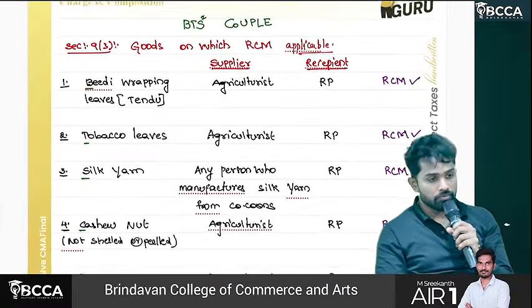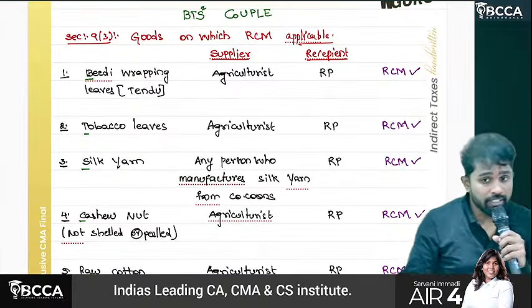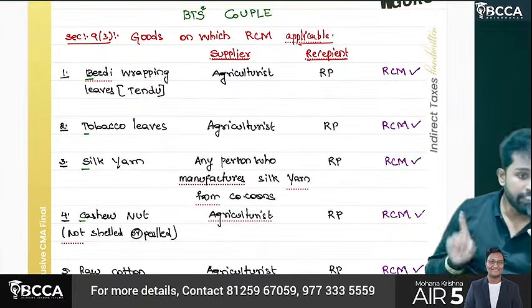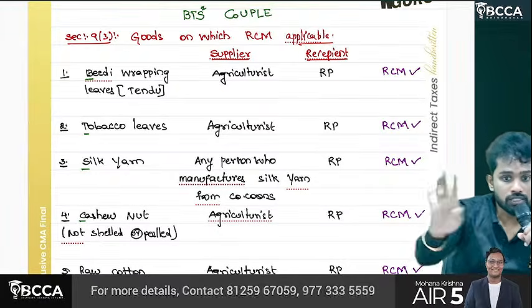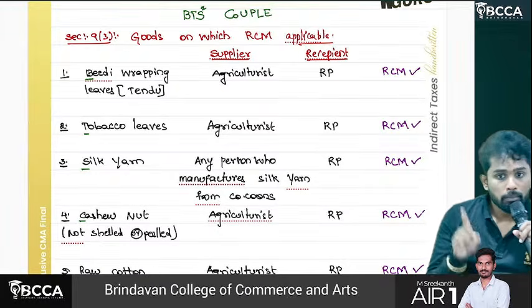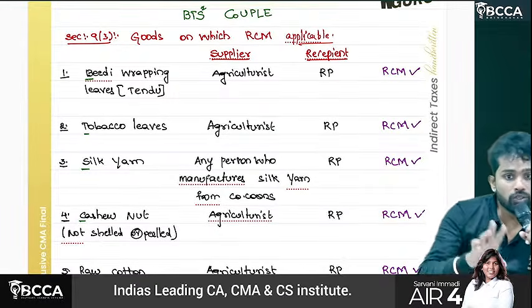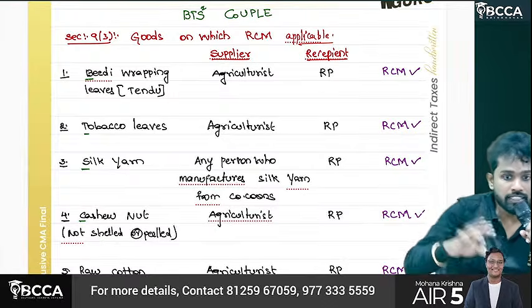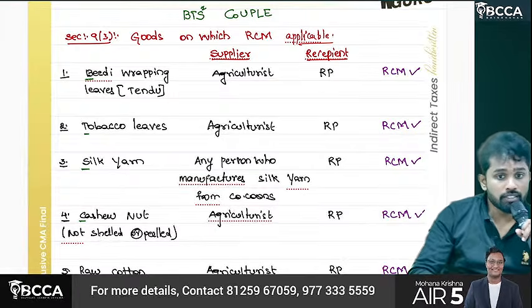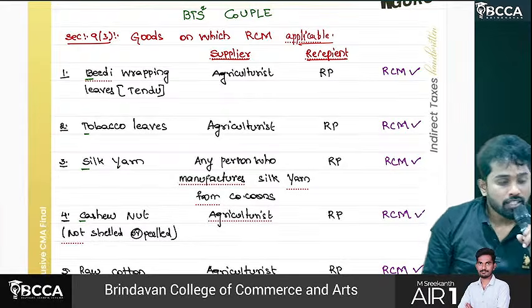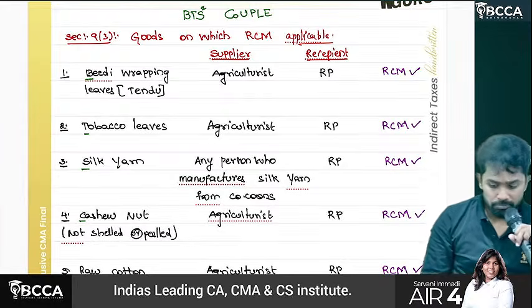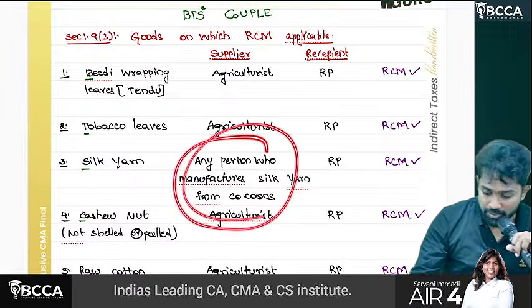First, goods on which RCM is applicable. BD leaves sold by agriculturist to registered person. Second one, tobacco leaves, again sold by agriculturist to registered person. Third one, silk yarn sold by agriculturist to registered person. Okay, not directly by the agriculturist, but like what?